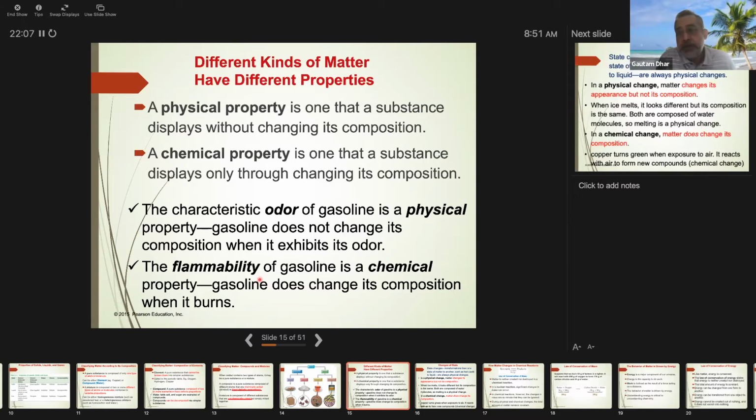But it burns. It produces carbon dioxide and water. So it just becomes a different substance. Its composition changes. So these are chemical properties. When matter exhibits a chemical property, the substance changes. The composition of the matter changes.